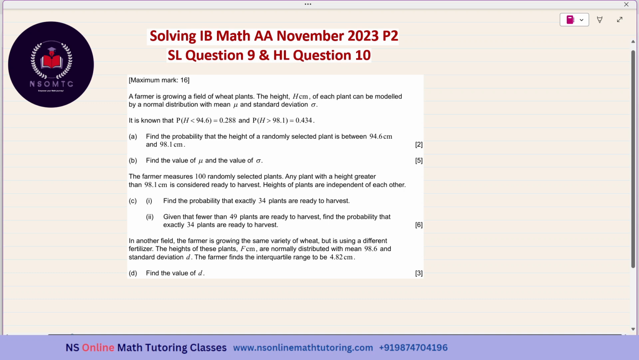Hello students, today we will be solving the IB Math AA HL November 2023 paper 2 question number 10. This is a common question for both the SL and the HL level students. For the SL students it is question 9 and for the HL students it is question number 10.